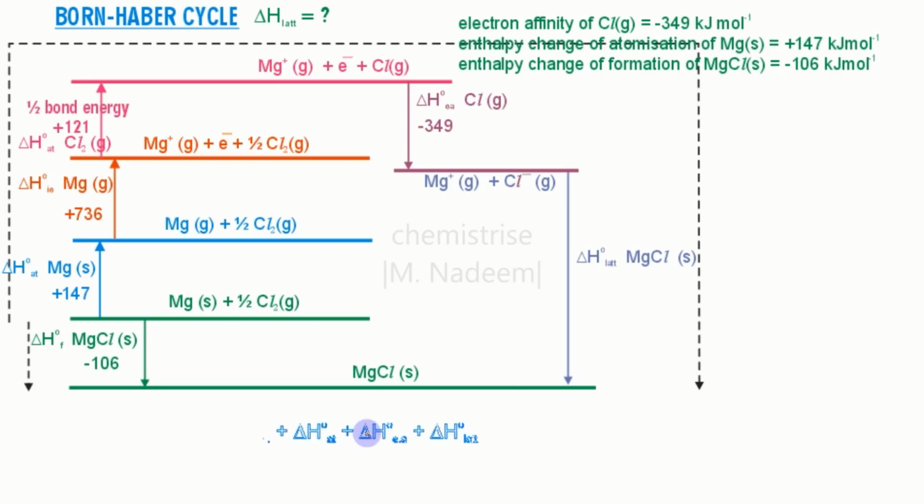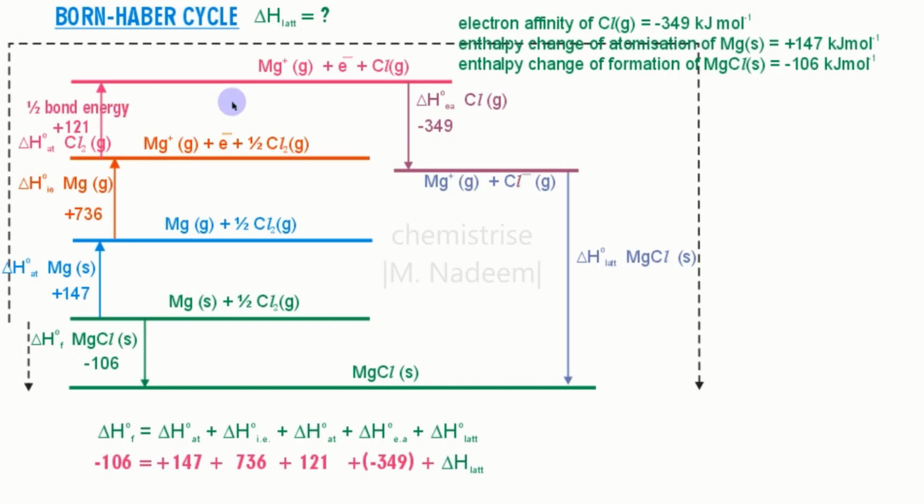So we can say the enthalpy of formation is actually equal to the sum of all these enthalpies, and we can put their values using this cycle, and we can find the lattice energy for this compound, and the final answer is negative 761, and it's negative, that means energy is released. So this is how we construct the Born-Haber cycle for an ionic compound to find its lattice energy.